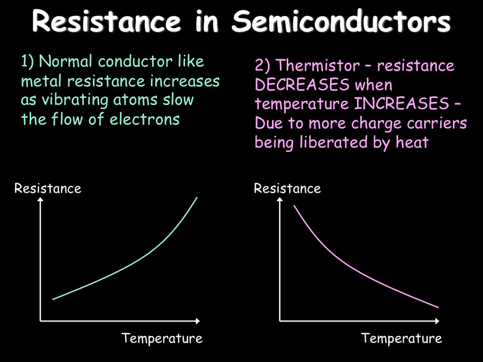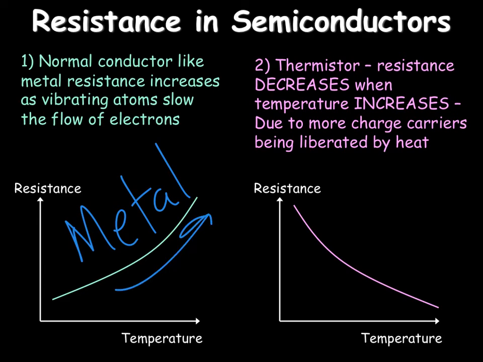So if we go back to where we were talking about earlier, resistance increases with temperature in a metal. So this is a metal. The resistance is going up with temperature. This is a semiconductor. In a semiconductor, the resistance decreases with temperature because more electron-hole pairs are being liberated by the heat, which allows more conduction.